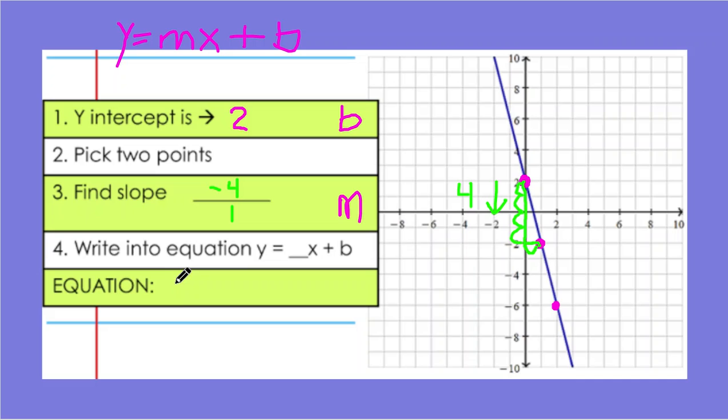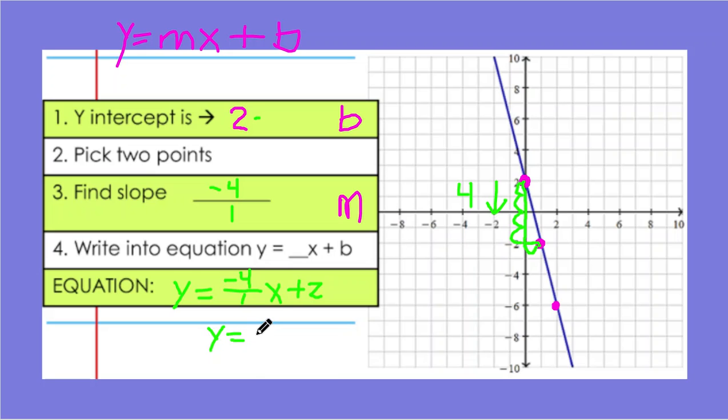So now I can write that as an equation. It'd be y equals m. M is -4 over 1. M's attached with the x. And now I got to write my b. My b is 2. It's a positive 2, so I'm going to write a plus 2. So there's my equation. Y equals -4 over 1x plus 2.